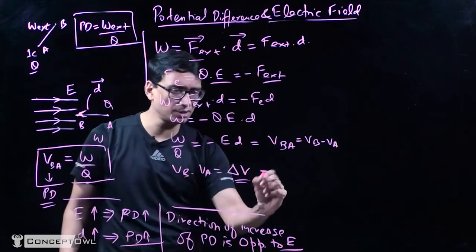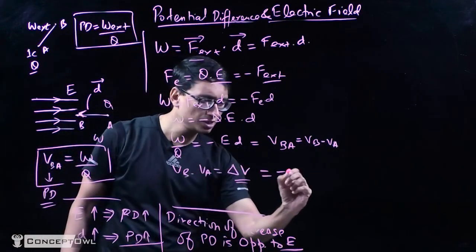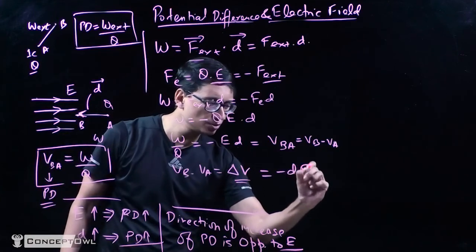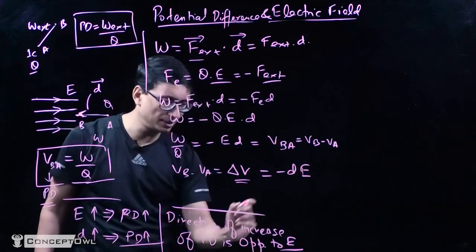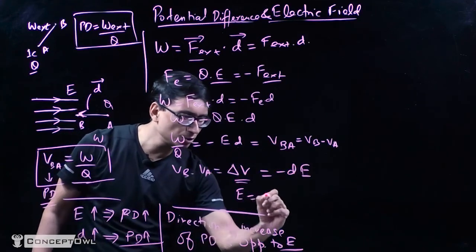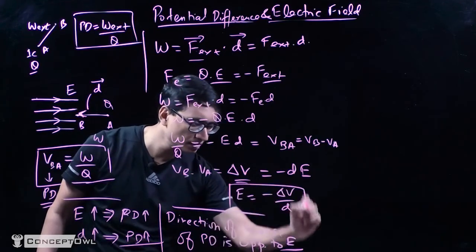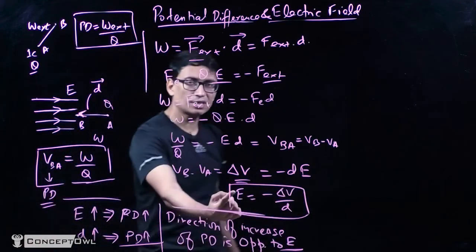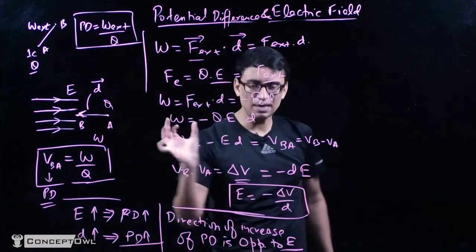So change in V is nothing but equal to minus ED, minus D into E. And therefore now I can say that my electric field E is equal to minus delta V by D. So electric field is equal to negative of change in potential by distance.